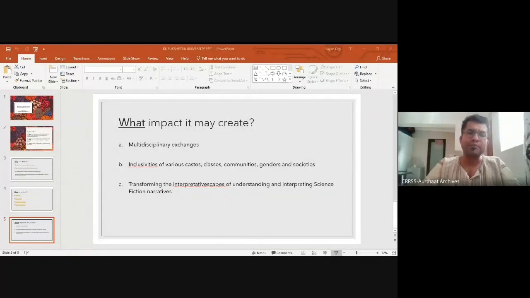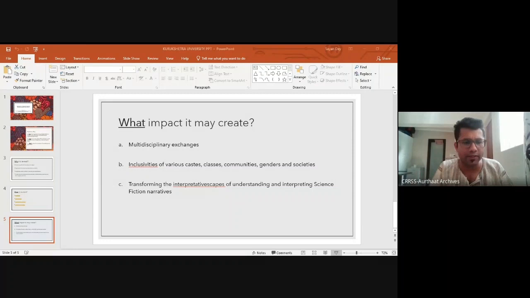Now coming to the last part of my presentation. So now we have talked about why, we have briefly talked about how, and as I said, that is not the end of the story. There are various other methods we can use. I just chose four selective spaces that I am currently engaged in. And the last part is what impact it may create.